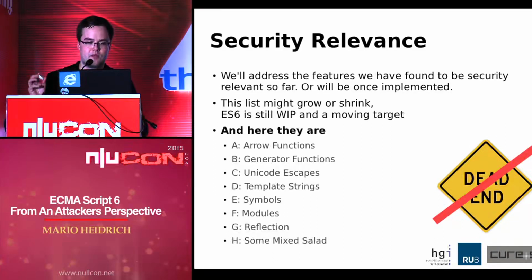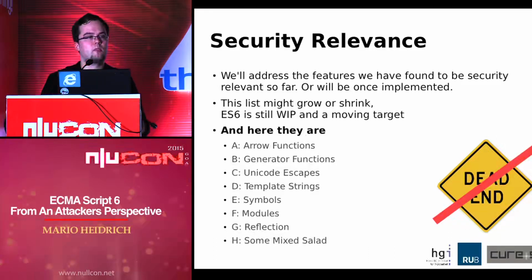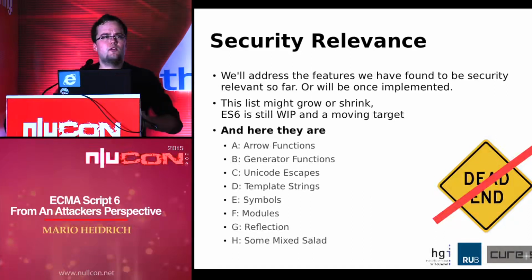And this is the list. The almighty list of features that we're going to look at: arrow functions, generator functions, Unicode escapes, templating strings, which is absolutely amazing, symbols, which is one of the mystery features that no one really understands, but if you have a deep look into this, you're like, oh my god, symbols, that's what they do? Then we have modules, where you would think, okay, modules, what is this? Are they even part of the language? No one really knows, because sometimes they enter the spec, and then they leave the spec again, and then they come back.